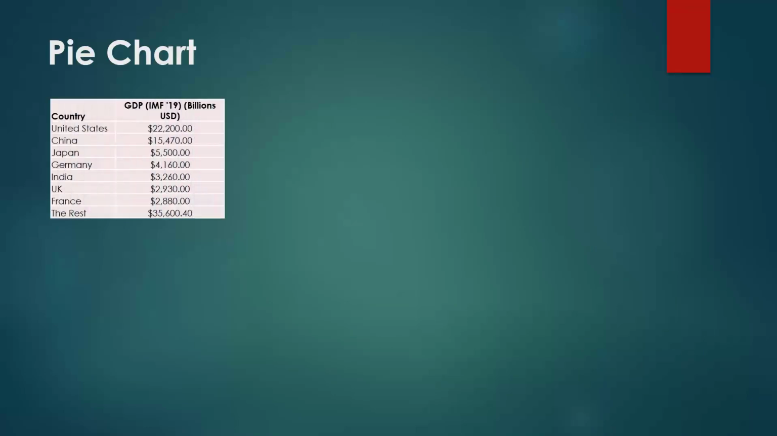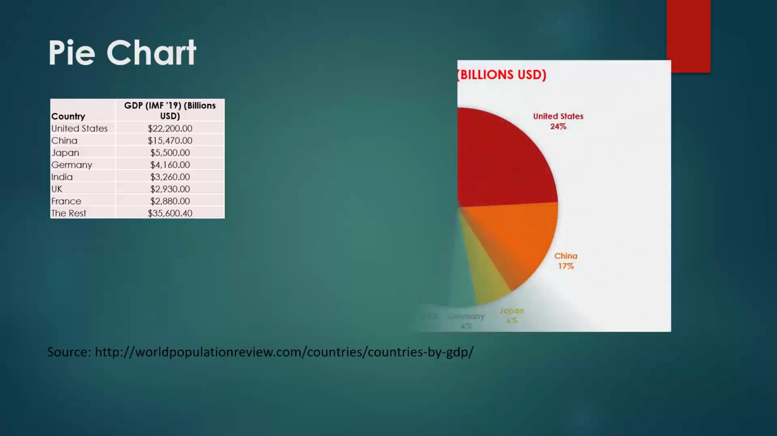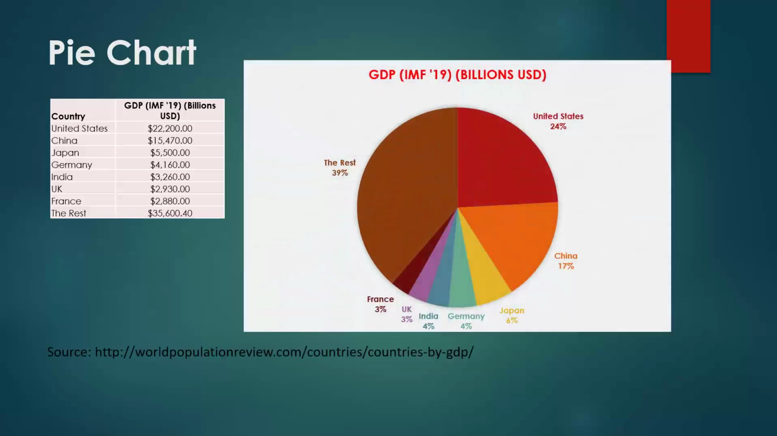Here's an example. I have some data. My categorical variable is country, and the quantitative variable is GDP according to IMF for 2019 in billions of US dollars. So I have the top 7 countries and the rest of the countries. That's the source of this data, and that's a pie chart. Here I don't have a legend. I've shown the names of the categories on the pie chart itself.